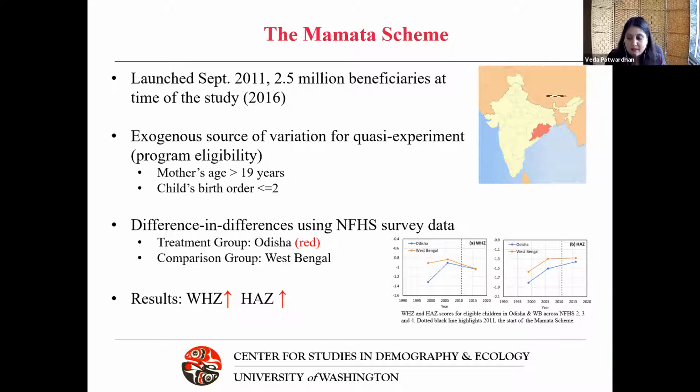And I estimate impacts on children's height and weight. This is for children under 5. I find positive and statistically significant effects on both of the height and weight measures that I use. And these are my latest findings. So this suggests that maternal cash benefits, which are not means tested, could be very valuable to reduce stunting and wasting in India. Thank you for listening. And if you would like to know more, stop by at my poster.